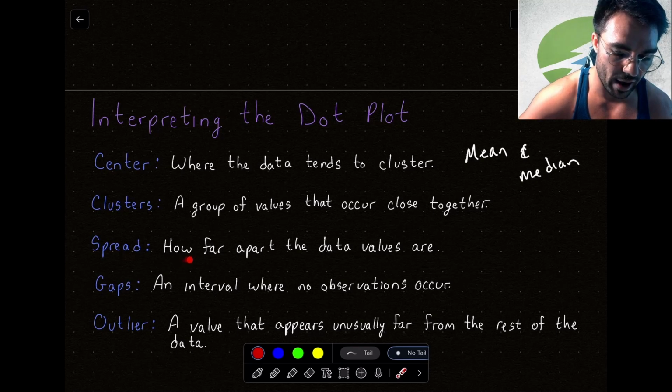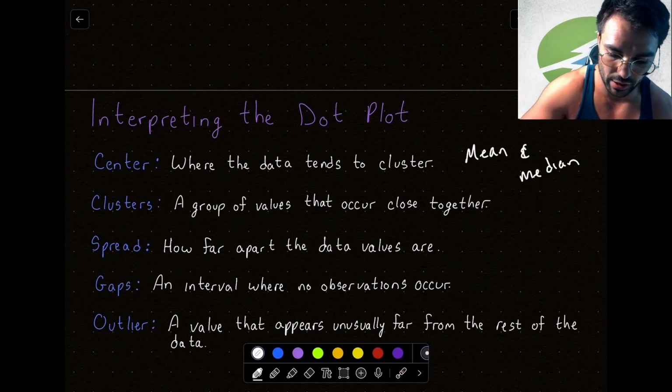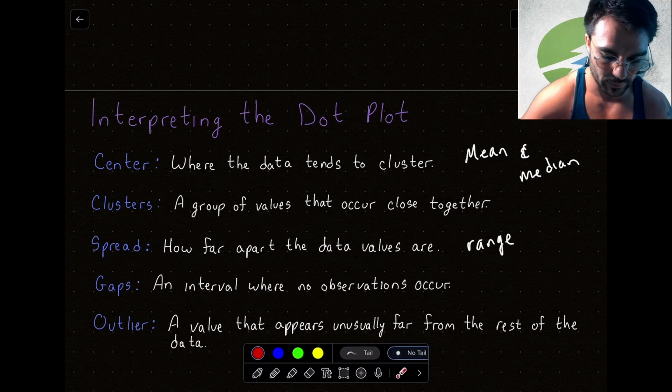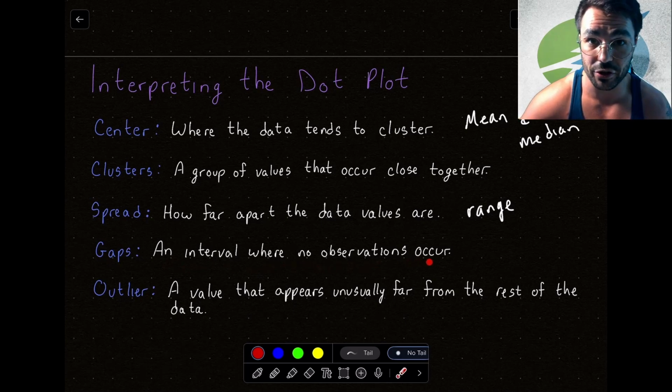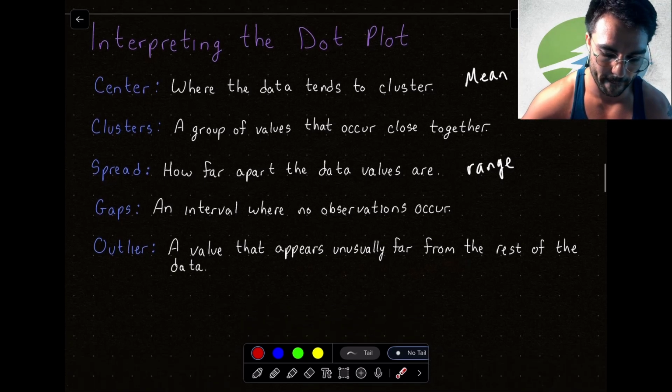The spread is how far apart the data values are. We can calculate this with the range, which we will also get to. Gaps are an interval where no observations occur, and an outlier is a value that appears unusually far from the rest of the data.